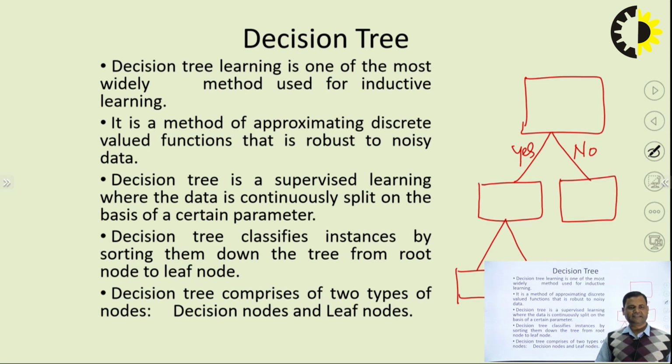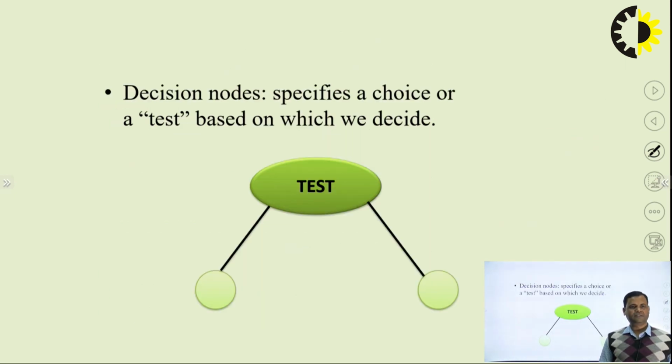So decision tree comprises two types of nodes, decision node and leaf node. That we have already discussed. So how should decisions be performed?